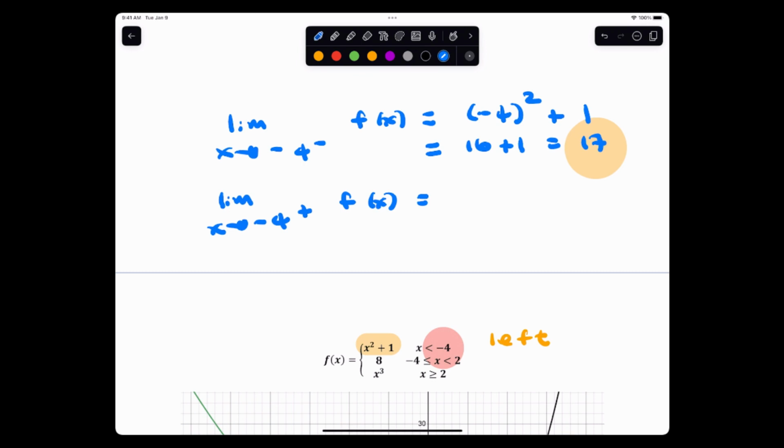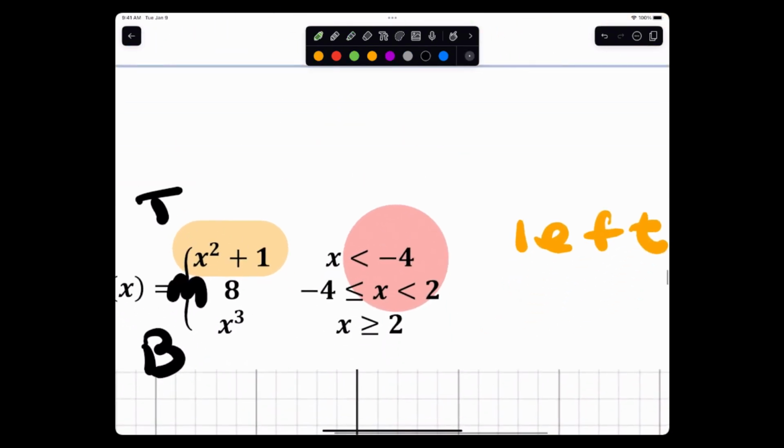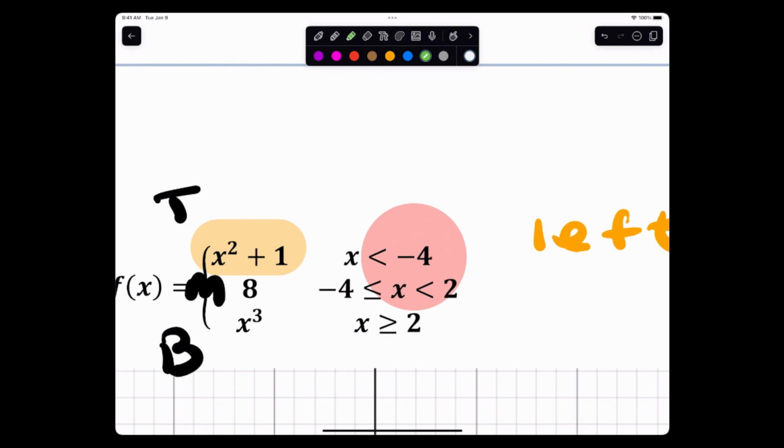Now, again, what do you guys use now? Top, middle, and bottom. What's this going to equal? It's really easy. This is going to equal 8. How do you guys know it equals 8? Well, the values of x that are to the right of -4 are going to be -4 less than or equal to x. Those are to the right. That's how you know.